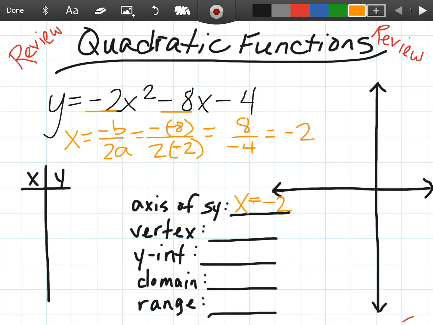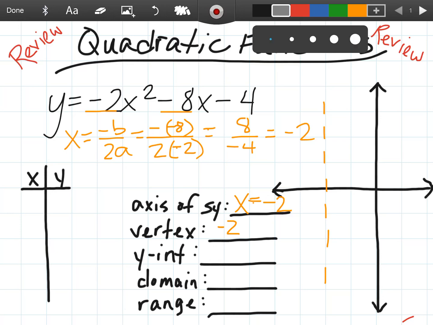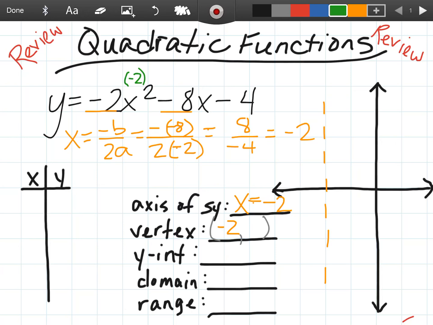Okay, so I'm going to come over here on the x-axis to negative 2, and I know that my line is going to go right through there. Okay, next I need to find the vertex. Well, the x value of the axis of symmetry is a part of my vertex. My job is just to plug in the x value and find the y value, okay? So if I plug that in, let's see what I'm going to get. So I'm going to plug in a negative 2 right here everywhere I see an x.